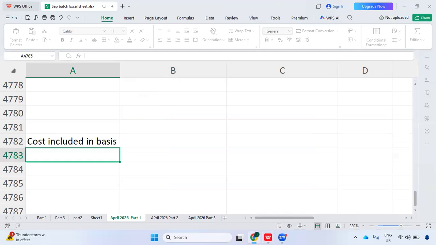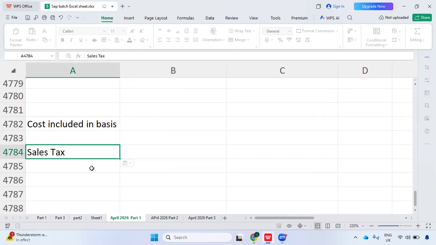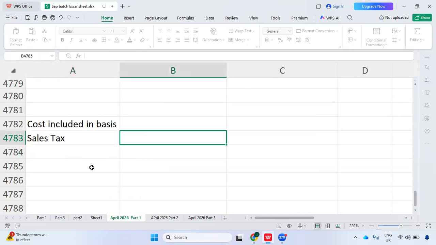Generally, sales tax is part of the basis. In India we have GST, right? But in the USA they have sales tax, which is a state-level tax. In some areas you can see federal-level taxes, but the majority of sales taxes are state-level taxes only. So if a taxpayer pays any sales tax, that will be added to the basis.